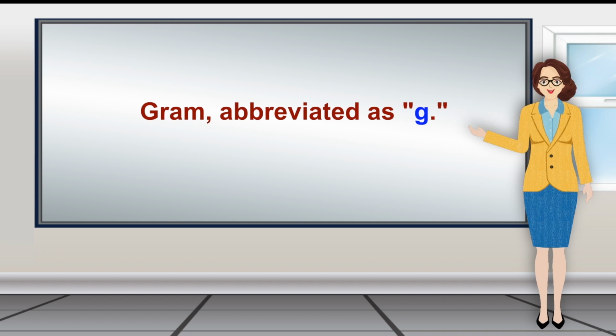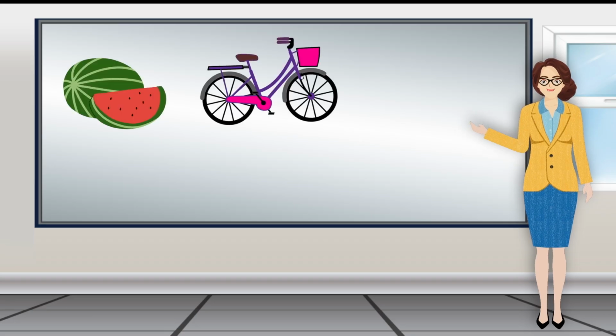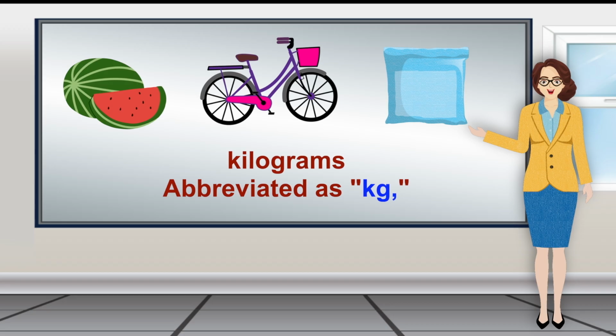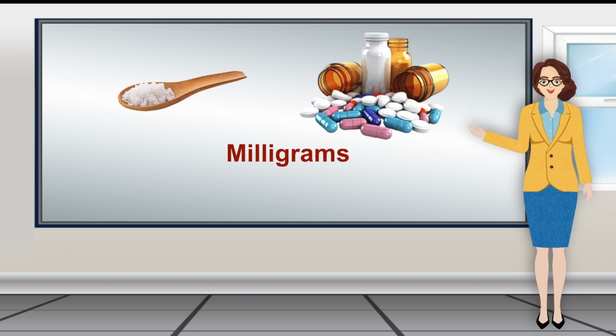It's perfect for weighing light objects like a loaf of bread, a pack of cards, or even a chocolate bar. But what if you have something heavier, like a watermelon, a bicycle, or a bag of flour? For these types of heavy things, they use kilograms, abbreviated as kg. It's ideal for weighing heavier objects. At last, milligrams are being used for very light things like 1 spoon of salt and medicines, abbreviated as mg.